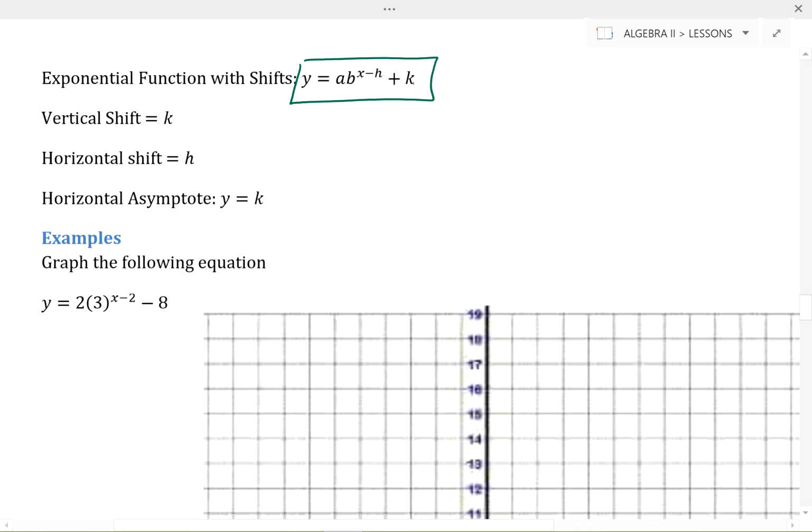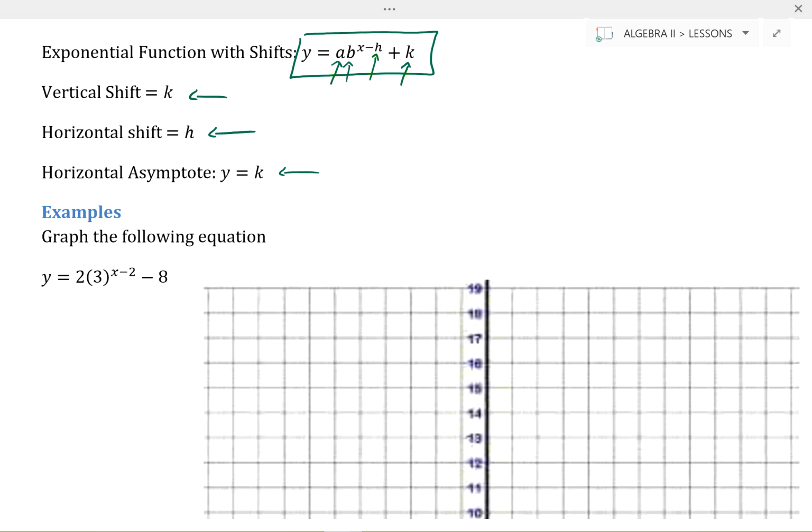So h and k. Now we already said that a was our initial value, and that b is our base multiplier. h in this case is what we call our horizontal shift, and k is our vertical shift. And the equation y equals k is what we call our horizontal asymptote. Okay, so those are what we define them as, but how in the world do they work, how do they operate, is the other question that we need to answer.